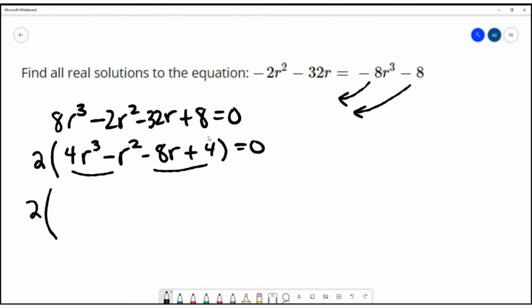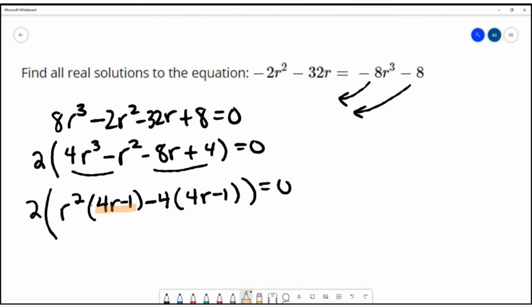This is something that I'm clued into doing because there are 4 terms. Factoring by grouping is a very common method whenever you have 4 terms. So out of the first group, I'm going to factor out an r squared. If I factor that out, I'll be left with 4r minus 1. The second group has a greatest common factor of 4, and I'll factor a negative 4 out. And I'll be left with r minus 1.